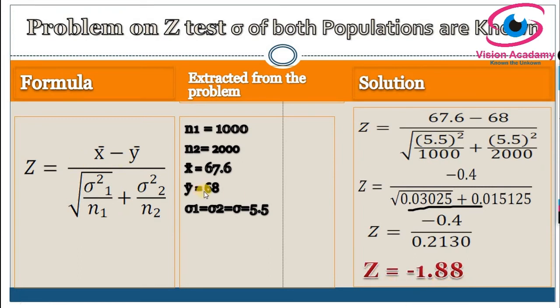So for the given information, using this formula, we arrived at Z = -1.88. This is the test statistic. We have to compare this test statistic with the critical value. After comparing, we can take a decision. Then let us move into the decision for this problem.